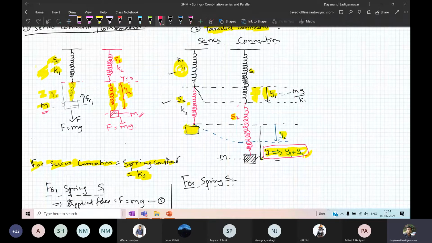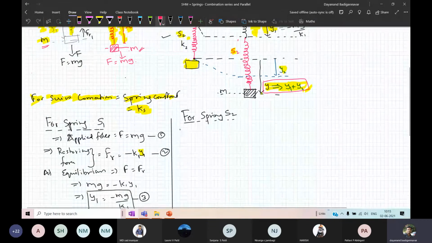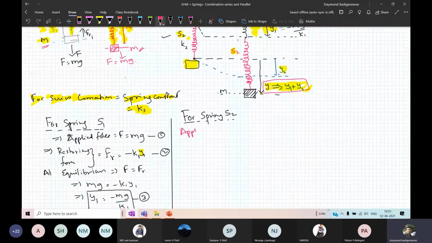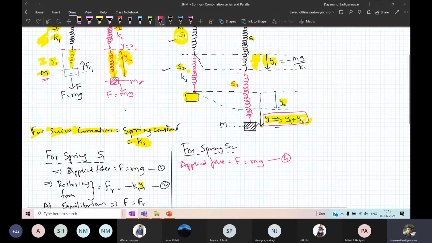So first one is the applied force. The applied force F is equal to M into G. This is equation number 4. Now for this, there is a restoring force that is generated. The restoring force is in the opposite direction. I will take it as FR2.